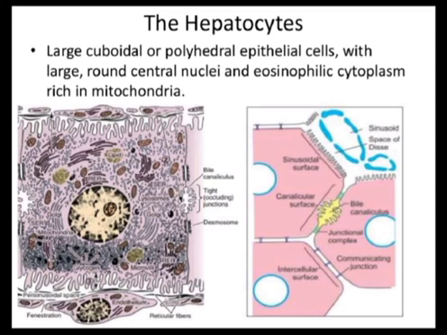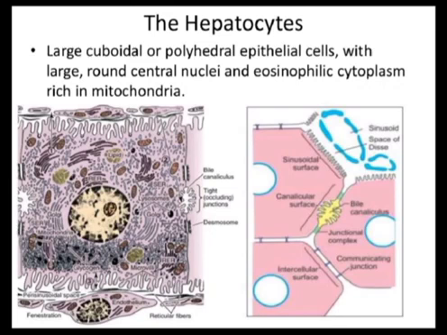Adjacent to a blood sinusoid, the surface of a hepatocyte is separated from the wall of the sinusoid by a narrow space that contains very fine reticular fibers and blood plasma. This space is called the perisinusoidal space. This is the perisinusoidal space. You can appreciate the perisinusoidal space.